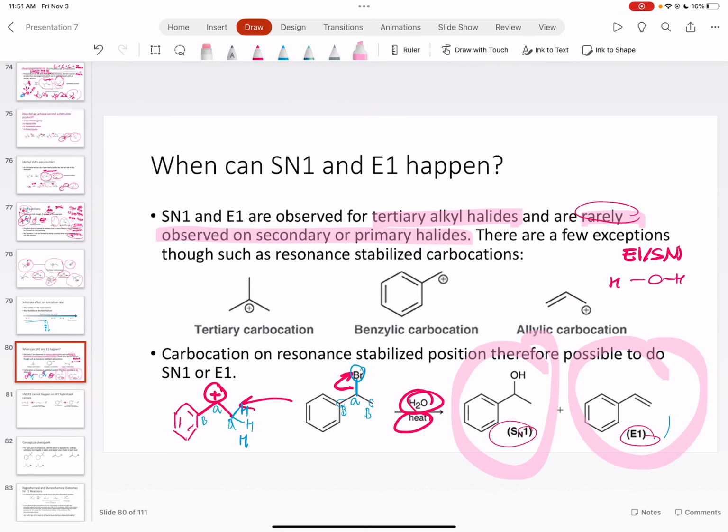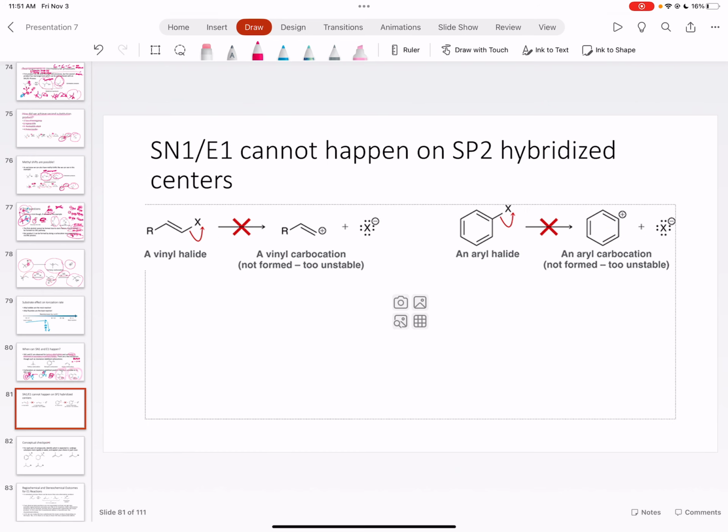So that's why I said it depends, because sometimes our beta carbons are not gonna have a hydrogen, just like this one on the left that didn't have any hydrogen. So sometimes we're not even gonna have E1 and we're just gonna have SN1, or sometimes we're not even gonna have SN1 and we're just gonna have E1. SN1 and E1 cannot happen on sp2 hybridized carbons, meaning that if our positive charge is placed on a double bond, then we cannot see SN1 or E1.